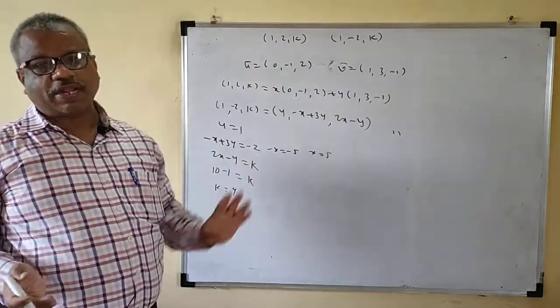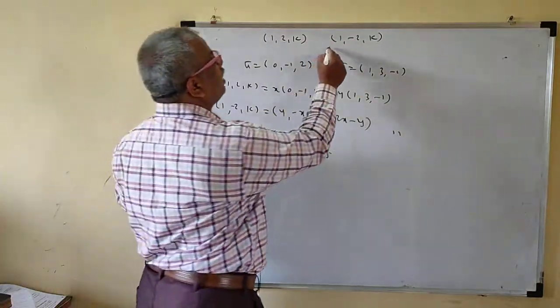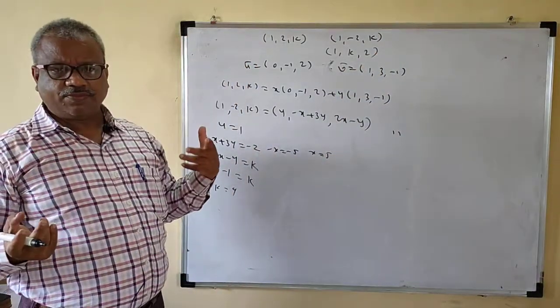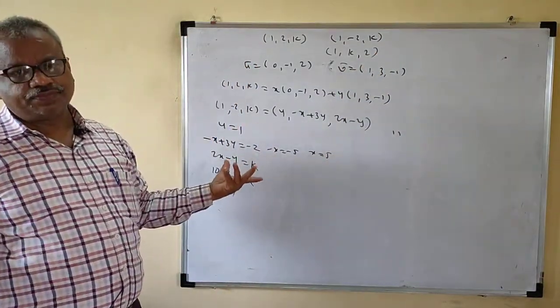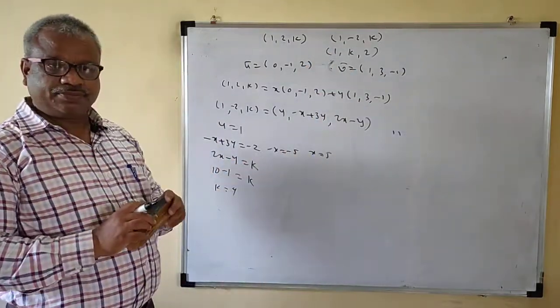In this way, you can find the value. If this is a linear combination of these two vectors, you can find k. K may be here then 1, k, suppose 2, suppose 1, k. Any vector you can take, 1, 2, k, and you have to find the value of k. You can find the value of k like this. Okay.